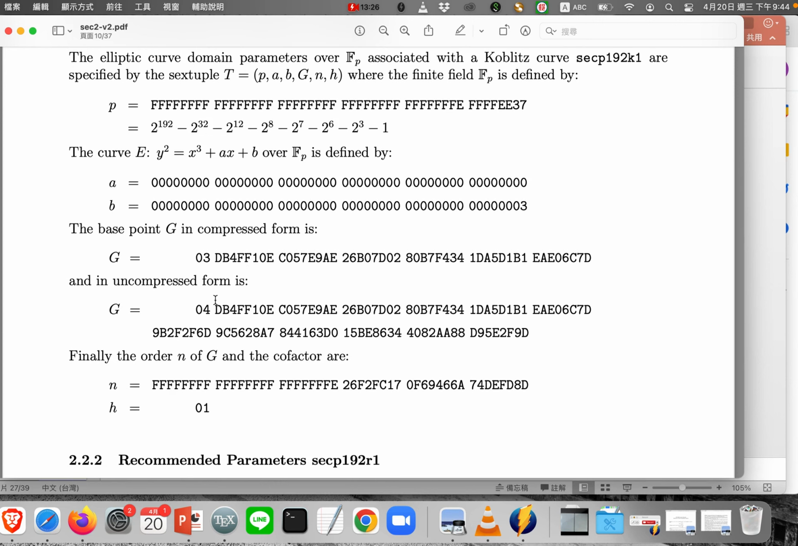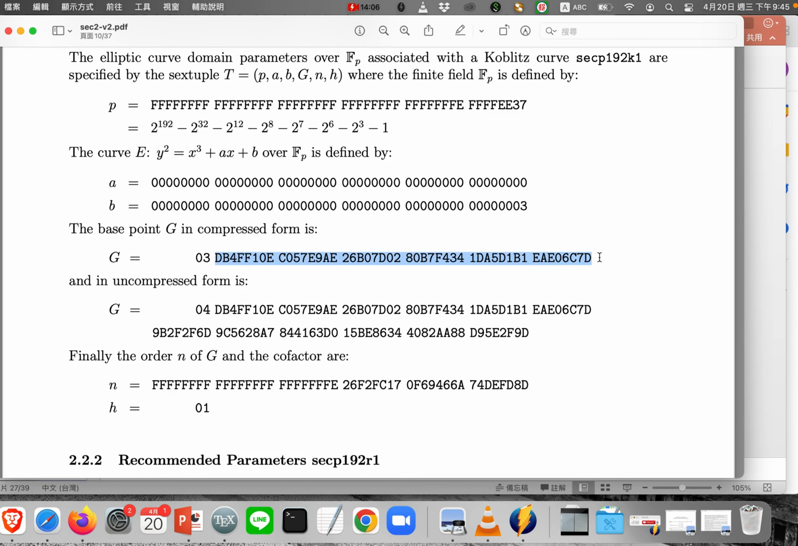Actually, there are two ways to represent a base point. This is called the compressed form, and this is the uncompressed form. For the uncompressed form, this is the x coordinate in hex, and this is the y coordinate. The 04 simply tells us this is the uncompressed form. So we list all x and y parameters. For the compressed form, we simply represent the x term.